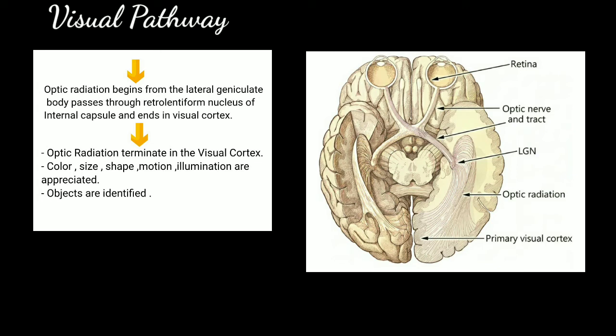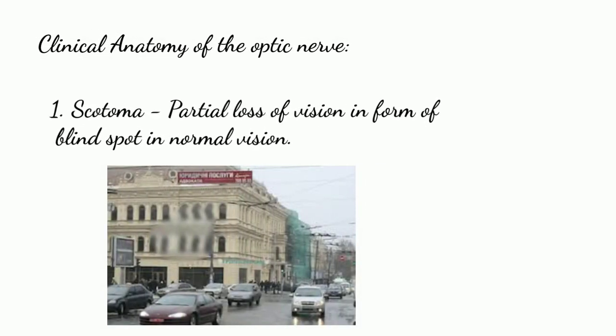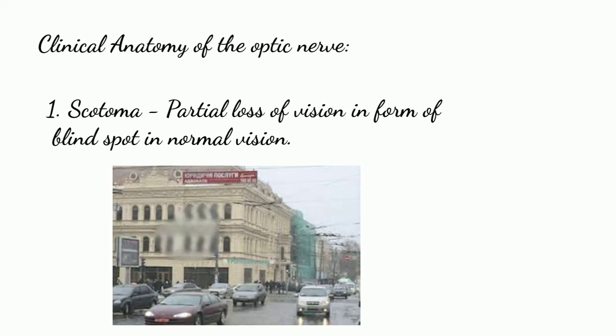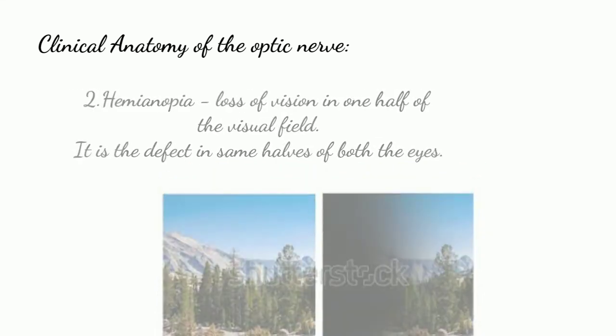Now for the further remembrance and for clear concept, we need to correlate both the content present with us and the diagram present with us. Now let's have a look at the clinical anatomy of the optic nerve. So the first one is scotoma, which is the partial loss of vision and formation of a blind spot in the normal visual field. Now next is the hemianopia. Now hemianopia is a loss of vision in one half of the visual field, and it is a defect which occurs in same half of both the eyes.